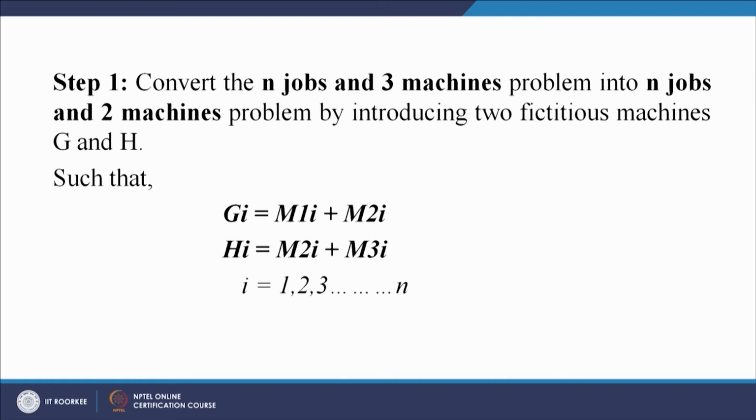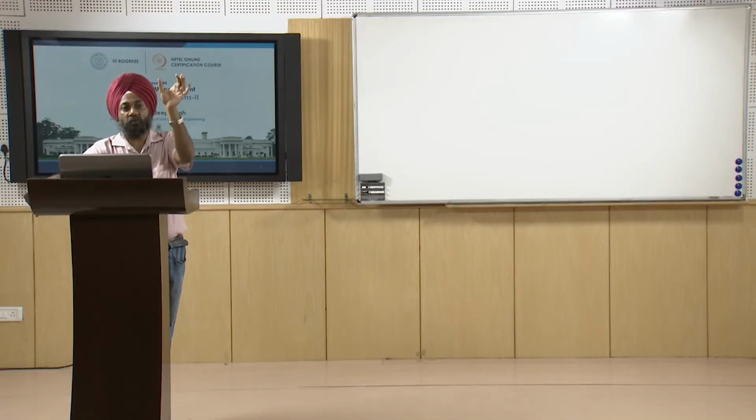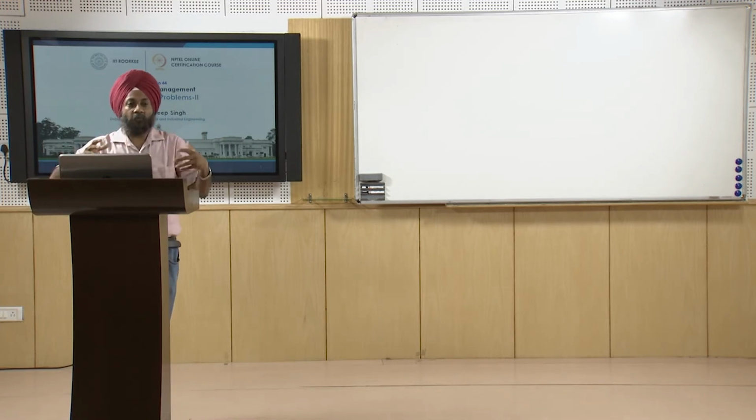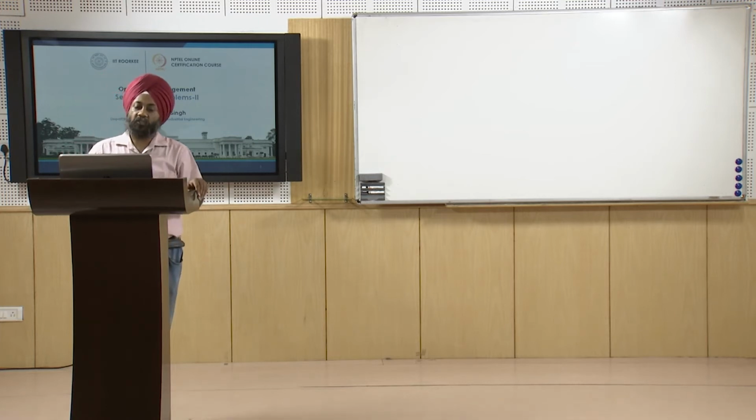If in the problem we have n jobs, n can be any number, it can be 8, 10, 15, 20, so n jobs, and we have 3 different machines. Now we are converting this problem into a 2 machines problem, which we have already solved in our previous session. Now the 3 machines problem is being converted into a 2 machines problem, and what is the name of the machines? Any alphabet you can use, but in our problem we are using G and H. Now what are these G and H, 2 fictitious machines?